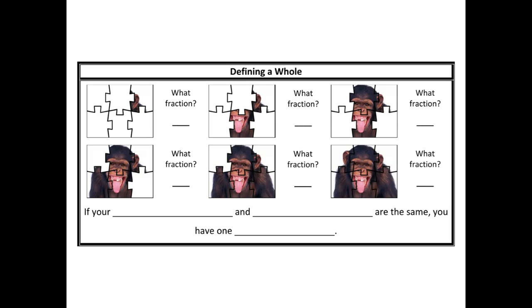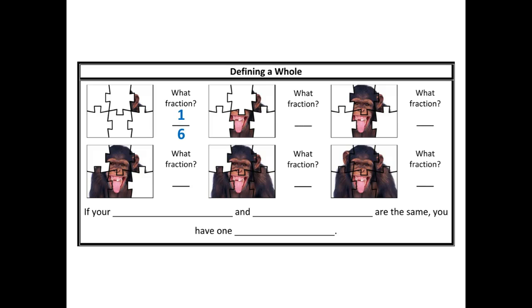Let's go back to the puzzle example. In this case, it's a puzzle that has 6 pieces. That means the whole was cut into 6 pieces. This picture was cut up 6 ways at the factory. We only have one puzzle piece down in the upper left-hand corner. That means I have 1 out of 6 pieces.